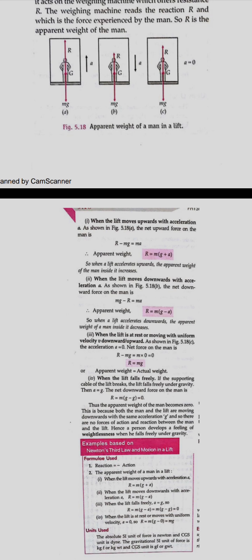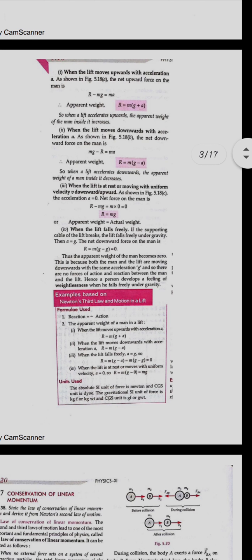So the upward force R acts on the man, and mg acts in the opposite direction. So we can say that R minus mg equals mass into acceleration. From here we have seen that the reaction force is R equals m(g plus a), that is, we think our weight is increasing, so the apparent weight of the man is increased.